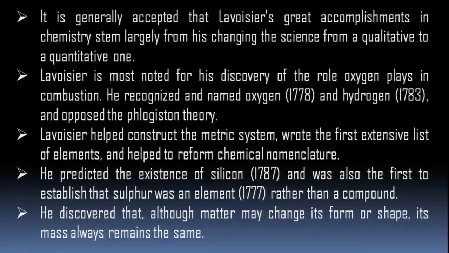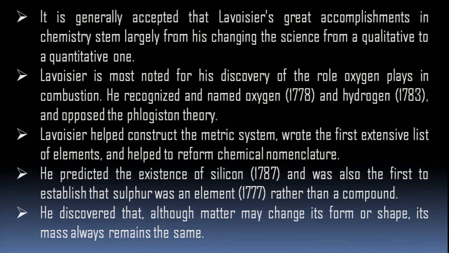Okay, Lavoisier helped construct the metric system, the one we do in our mathematics, wrote the first extensive list of elements, and helped to reform chemical nomenclature that is being used today. He predicted the existence of silicon in 1787 and was also the first to establish that sulfur was an element in 1777 rather than a compound. Before this, people used to believe that sulfur was a compound, but Lavoisier said no, it's an element. He discovered that although matter may change its form or shape, its mass always remains the same.